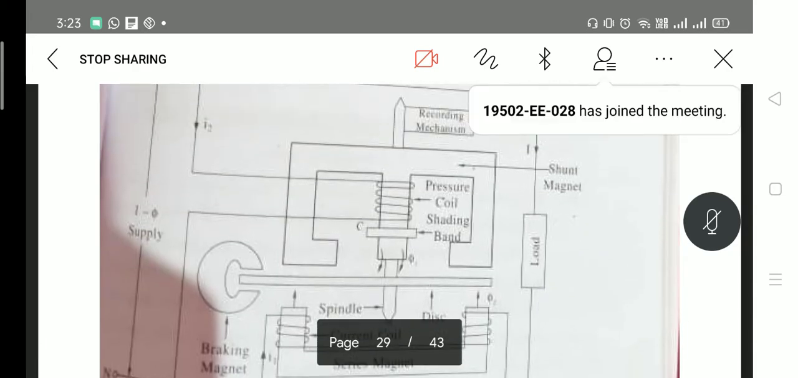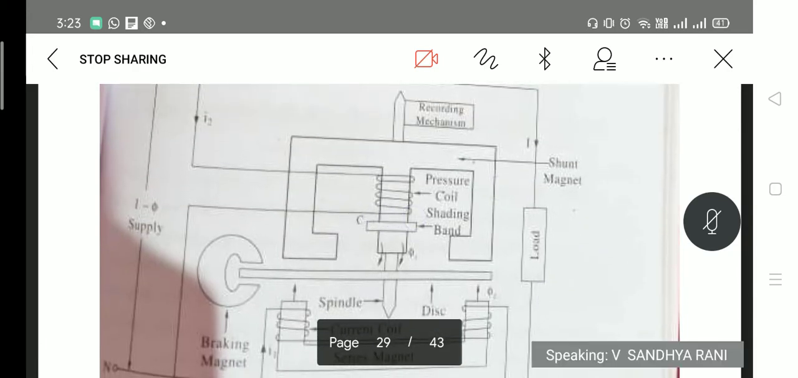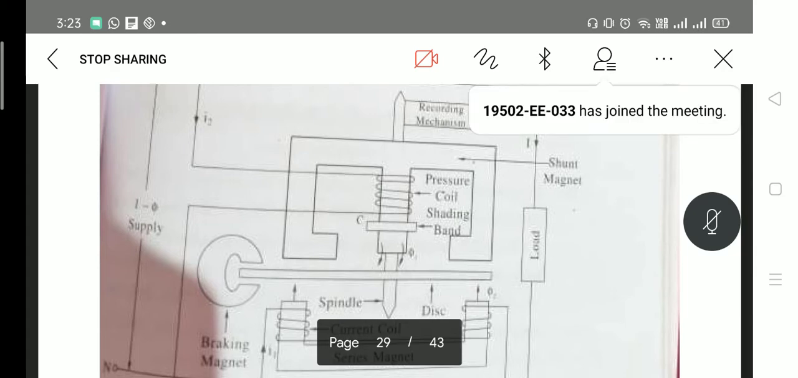In this circuit, any doubts? Single phase energy meter. Anyone having any doubts? Once again I will explain.